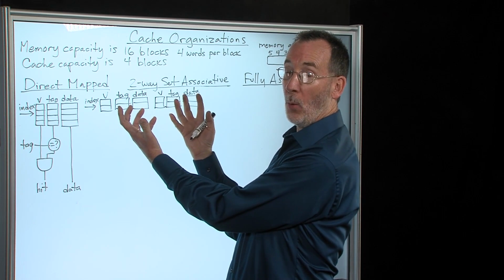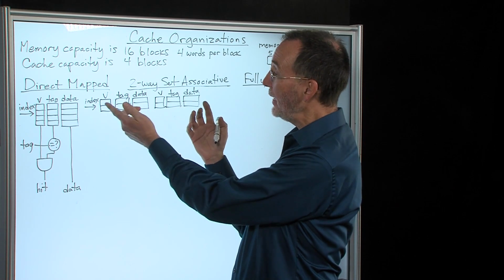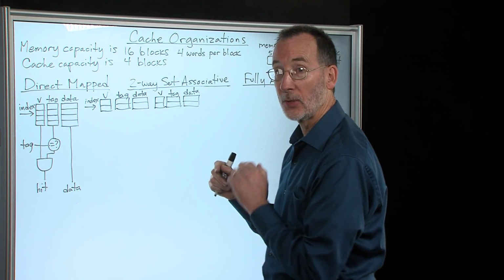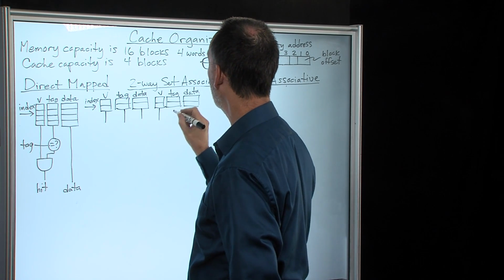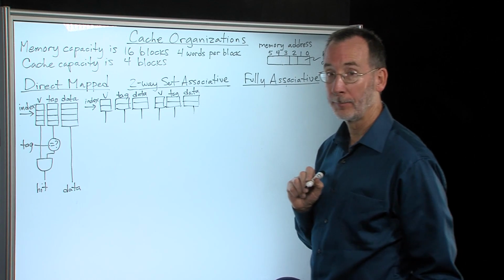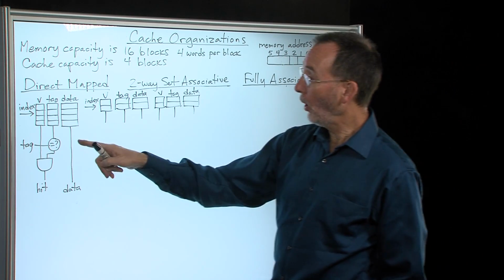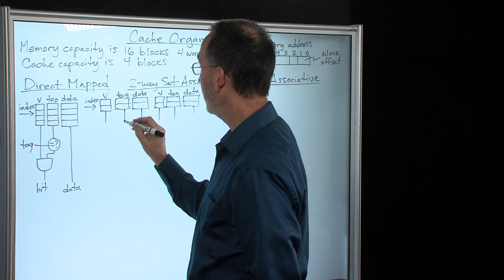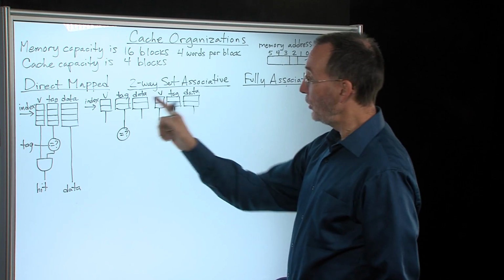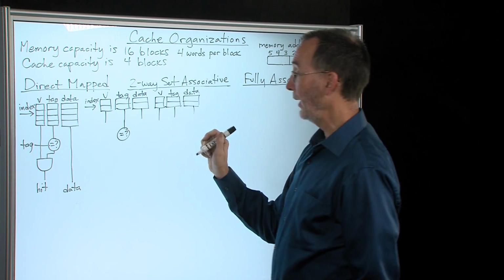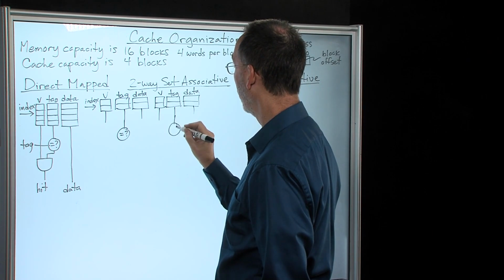Now I'm going to access this the same way, except I'm going to access both of these ways, way 0 and way 1, at the same time. So I'm going to use the index to pick one of these 2 sets, and then I'm going to read out the information from all of them at the same time. And just as before, I'm going to do a tag comparison. So I'm going to take the tag, and I'm going to send that to a comparator. And I'm going to do that for both of these. Okay, so I'm going to have another comparator over here.